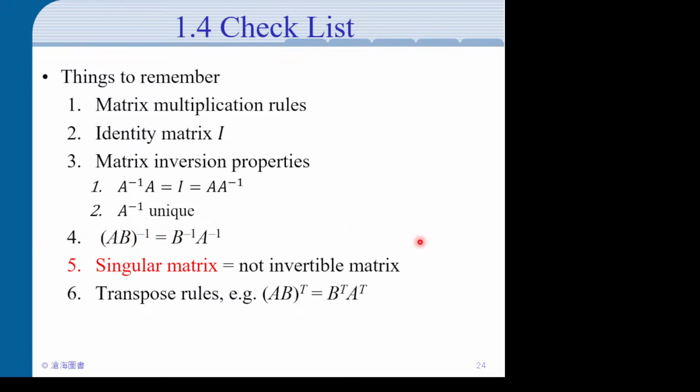And then we have this very important concept of a singular matrix. For now, it's defined as a matrix that's not invertible, so we cannot find A minus 1 such that A minus 1 times A equals the identity. And also we have rules for transpose. The trivial one is this: (AB) transpose equals B transpose times A transpose.